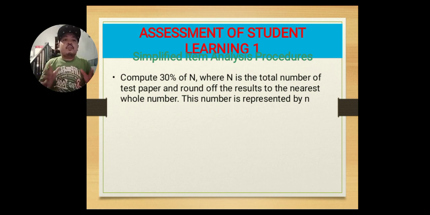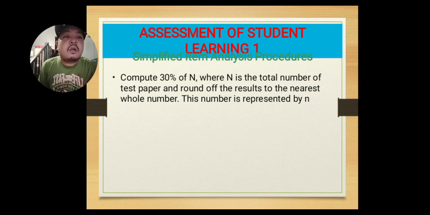So, compute the total number of test papers. That is equivalent to the number of students who took the examination. For example, the number of students who took the examination is 50. So you're going to get the 30% of 50. Okay? And then 30% of 50 is equivalent to 15. So that is step number 1.